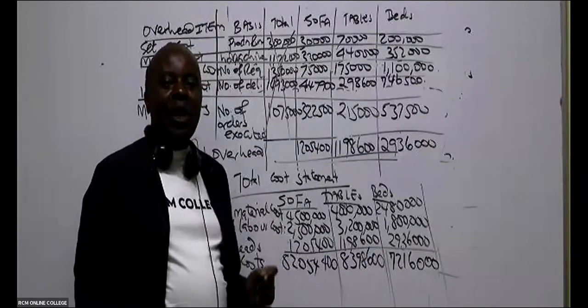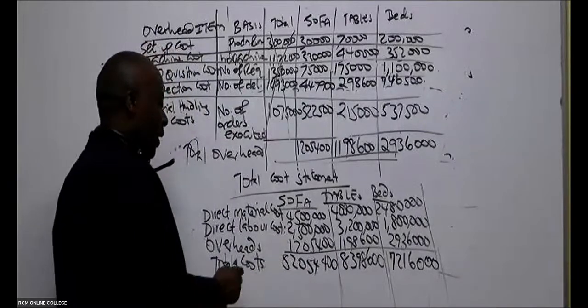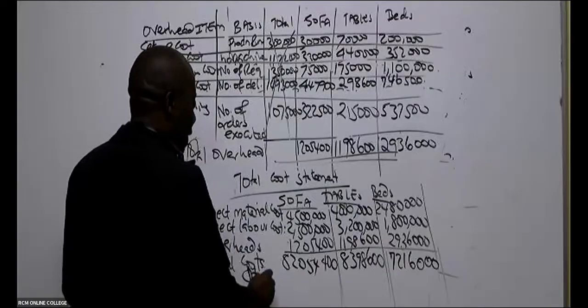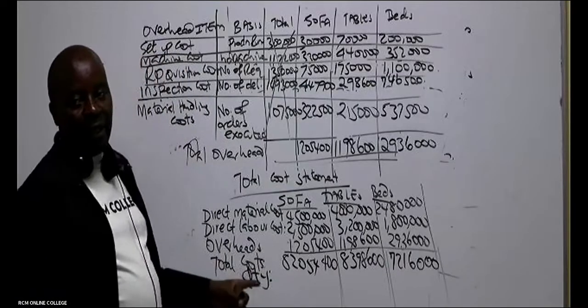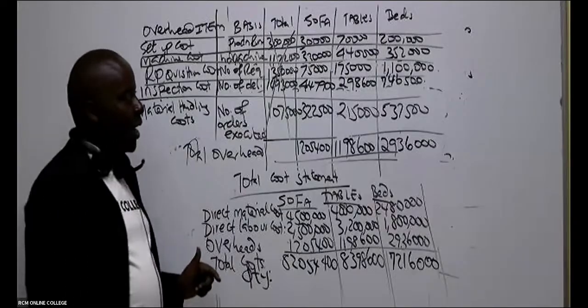But in some cases, they will ask for cost per unit. So like in this case here, the examiner asks for cost per unit. So it will be important for you to get quantity and then you divide to get cost per unit. The quantities were given.